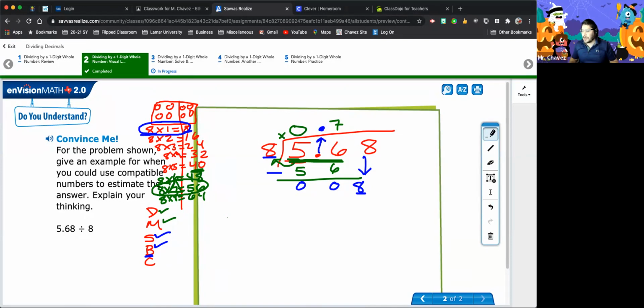8 times 1 equals 8. So then that number 1 I put on the roof. I just divided, check. Then you multiply. 1 times 8 is 8. Now you subtract. 8 minus 8, 0. Check. There's nothing left to bring down anymore. There's no more other numbers, so I put an X. Now I'm done. There's my answer. 71 hundredths, or the answer in division is called this, the quotient.